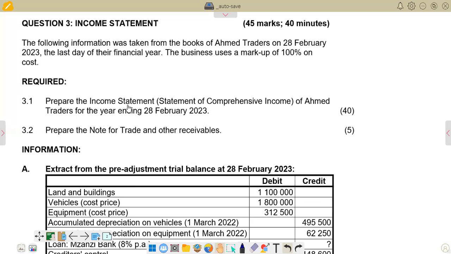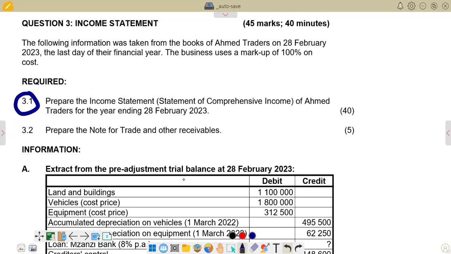And then on the required part, we are given 3.1, which says prepare the income statement, that is statement of comprehensive income, of Armed Traders for the year ending 28 February 2023. Then 3.2 is prepare the note for trade and other receivables. But for the sake of this video, we are only going to concentrate on 3.1. Then we go to the information part.